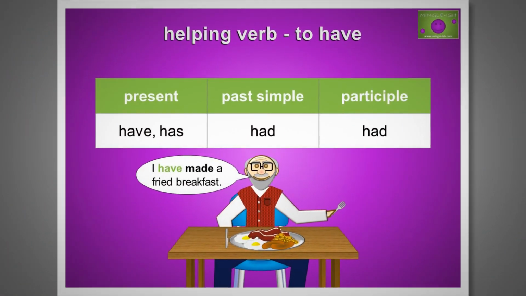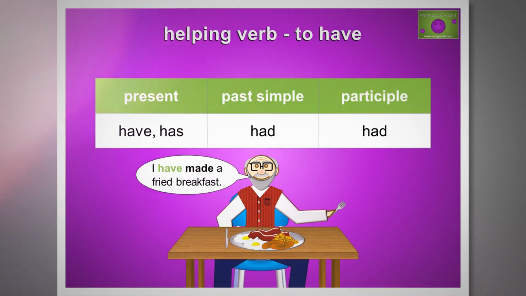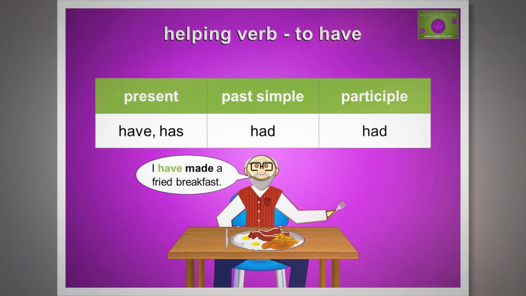Helping verb, to have. The present tense is have and has. The past simple is had. The participle is had. I have made a fried breakfast.